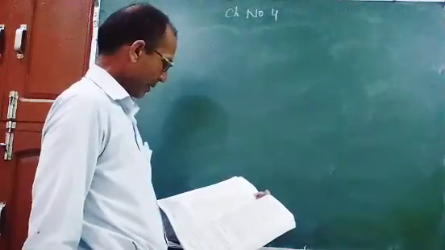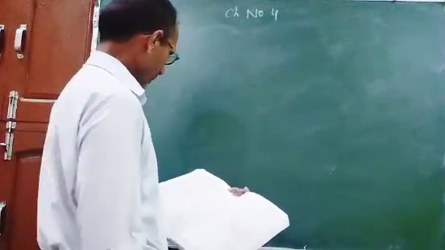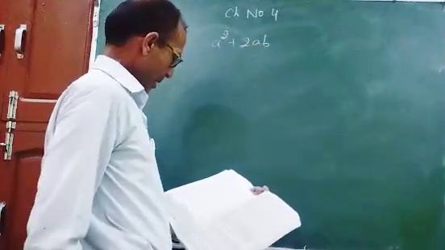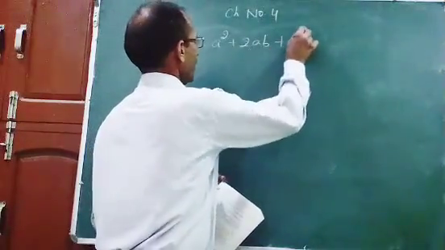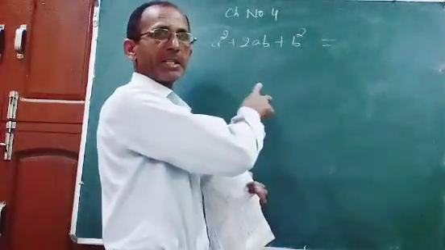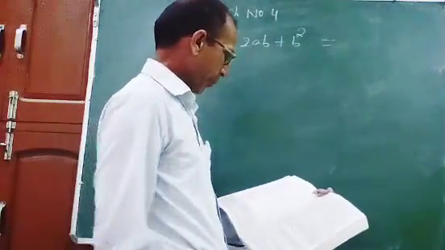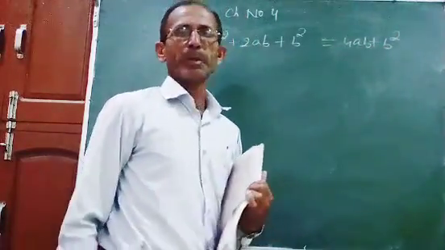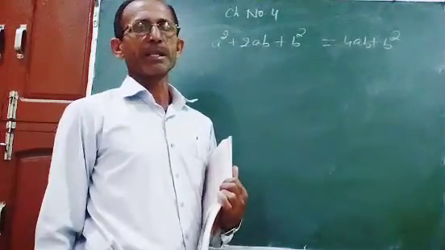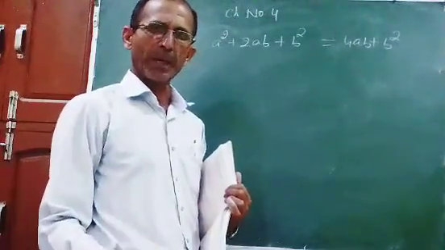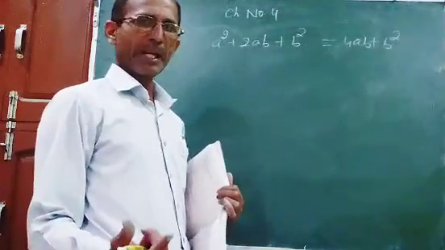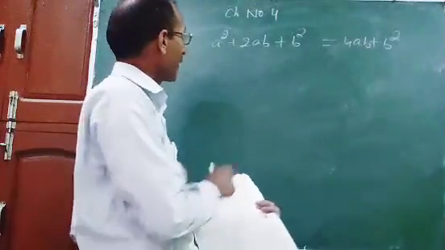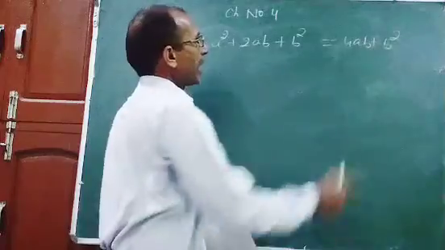Question number 8. What should be added to a square plus 2ab plus b square to get 4ab plus b square? This is a very important type. What should be subtracted and what should be added? Like this question, by what we have to multiply and by what we have to divide. So students, try to understand. The statement is a square plus 2ab plus b square. What should be added to this expression to get 4ab plus b square?